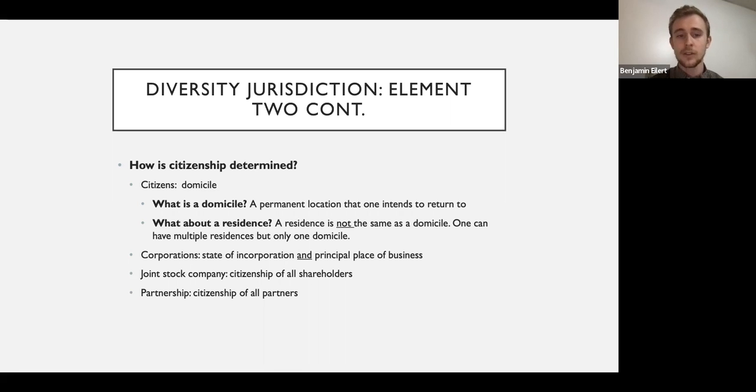For corporations, joint stock companies, partnerships, and other entities, the rules are a little different. For corporations, you can look at state of incorporation and principal place of business. For a joint stock company, you can look at citizenship of all shareholders, and for partnerships, citizenship of all partners. As you can see, it's important to make sure you have the correct rule and way to find your citizenship.